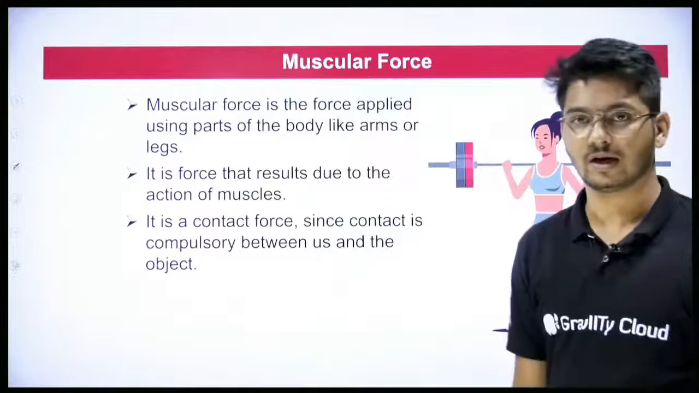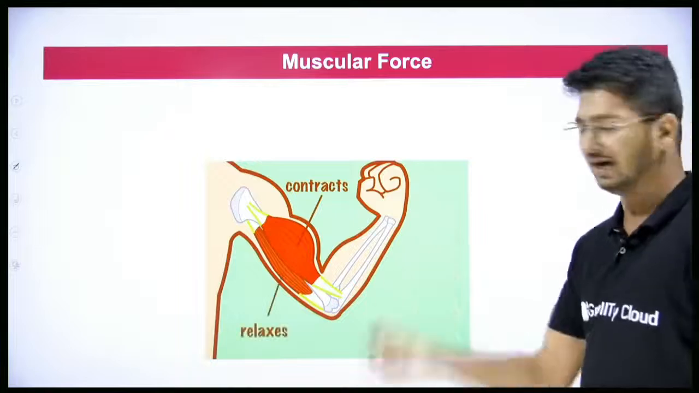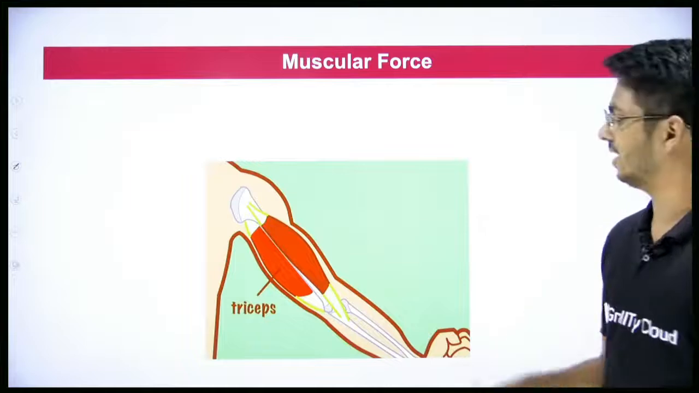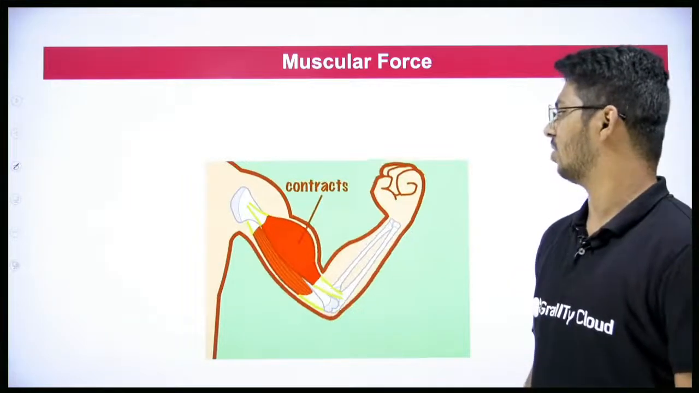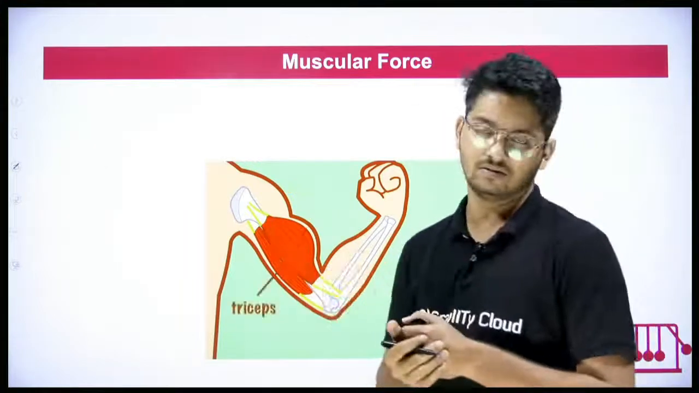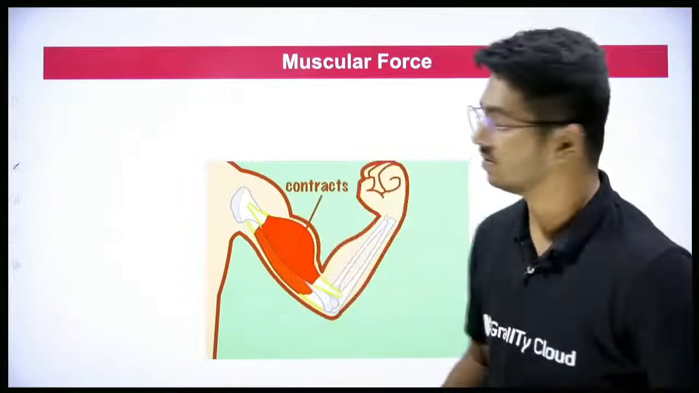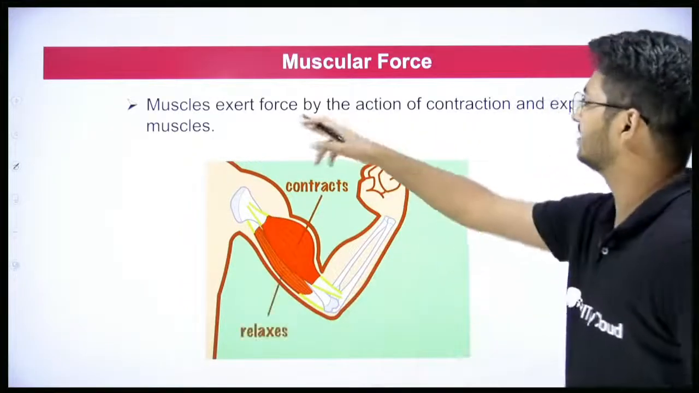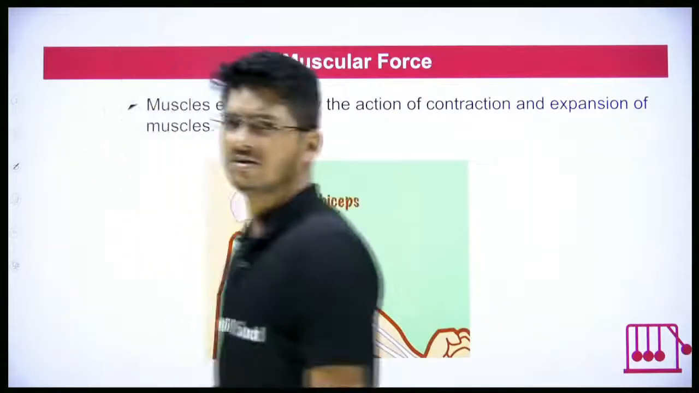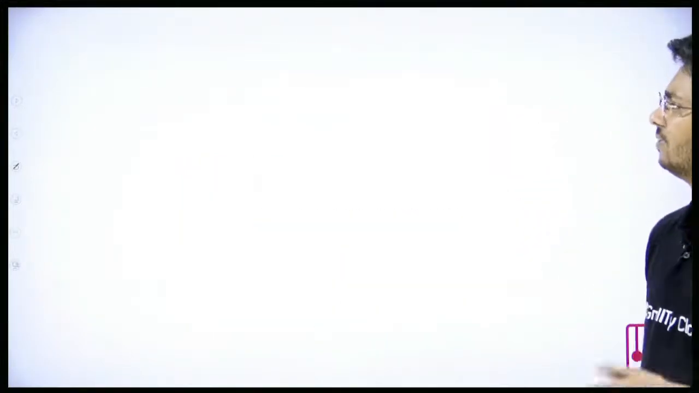That's muscular force. Clear? And you can clearly see here, when you lift your hand, your biceps are contracting. You can clearly see the biceps. They contract or expand, depending on the action. That's how muscles apply force. That's how we apply force. So muscles exert force by the action of contraction and expansion of muscles. A bit of biology. Okay.